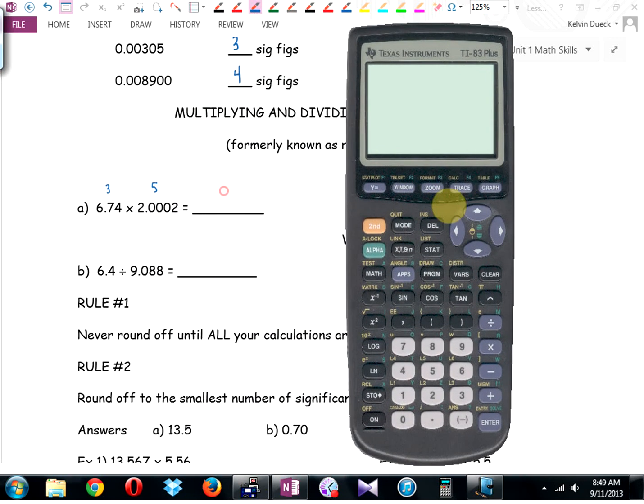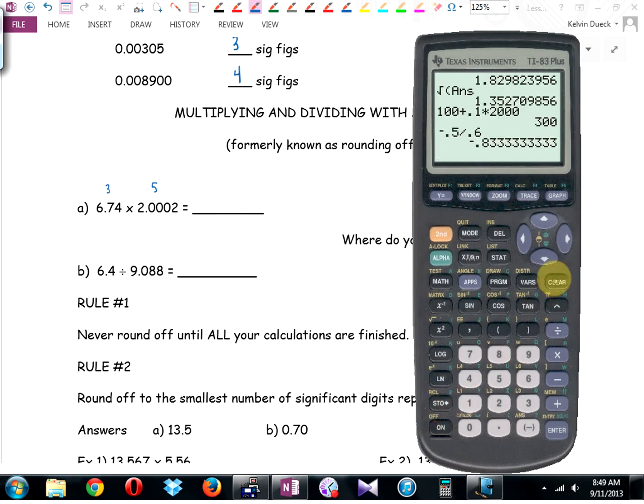6.74 times 2.0002. I'm not going to write 13.481348. That's way too accurate. How many sig figs did the first number have? 3. How many did the second number have? 5. What's the fewest number of sig figs I have in my data? 3. That's what I'm going to round off to.